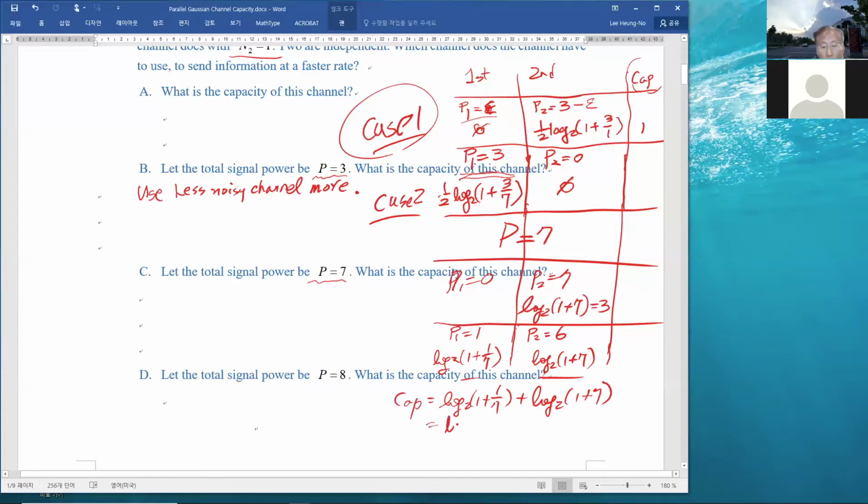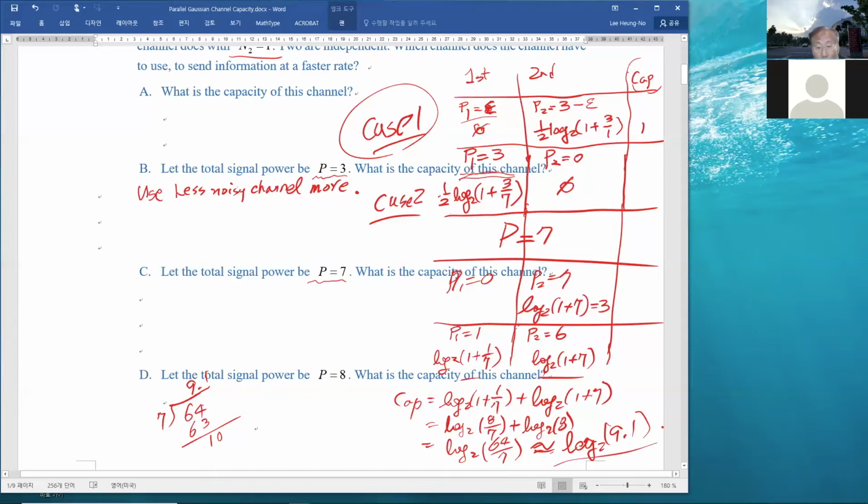So this one is what? Log 2 of 8 over 7, and this is log 2 of 8. So the sum capacity, the sum of the two, is log 2 of 8 times 8, 64 over 7. So what is 64 over 7? We divide, so 7 times 9 is 63, and so it is about 9.1. So in the ballpark, it is log 2 of 9.1.